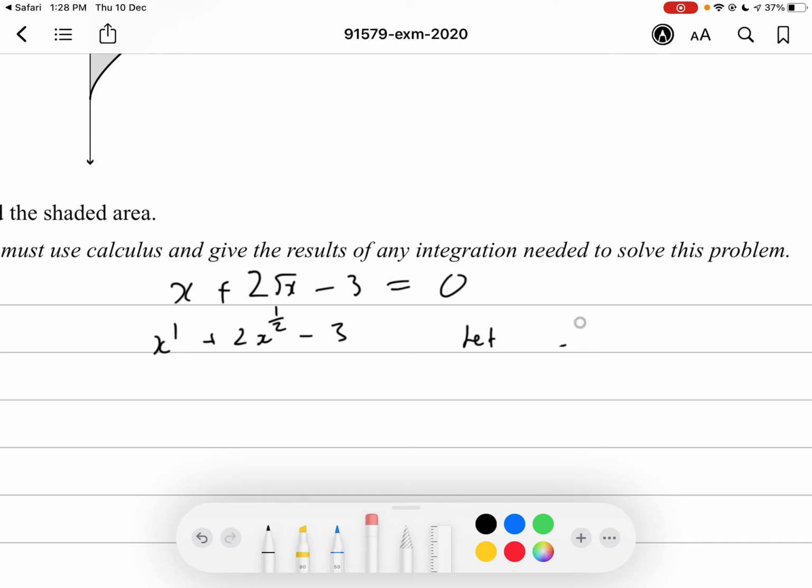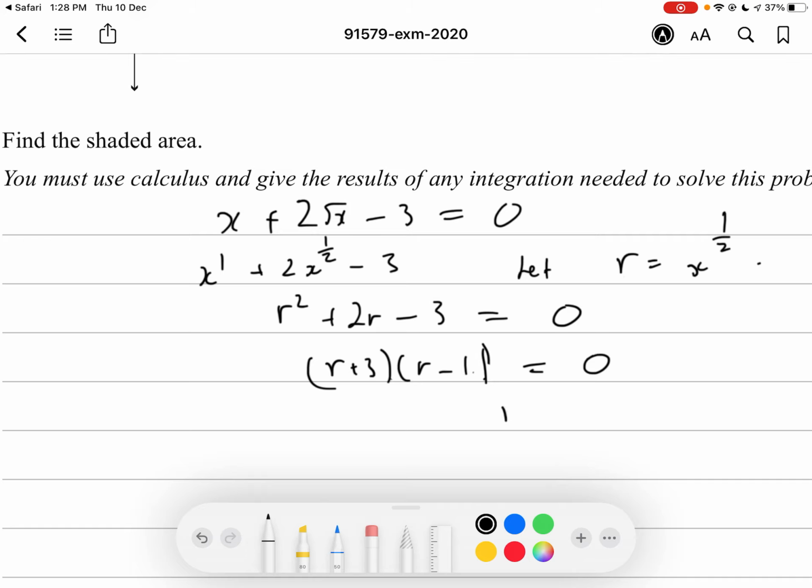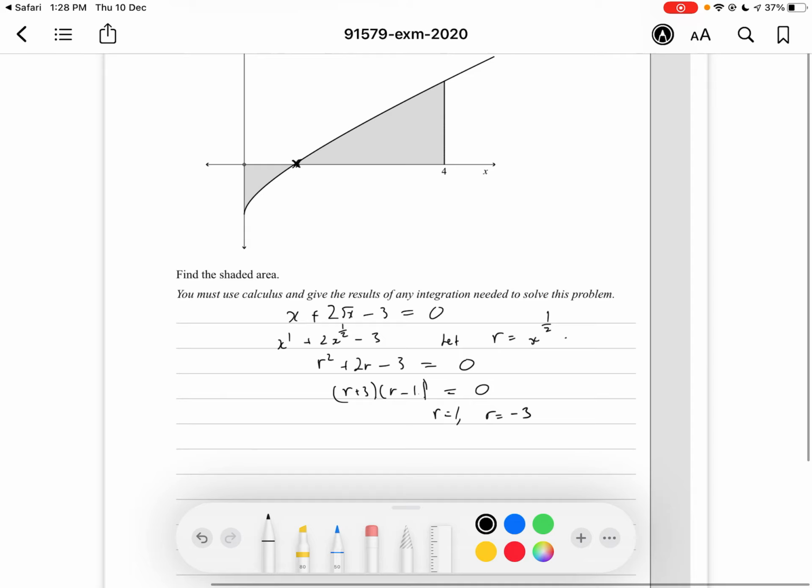We can say let r be equal to x to the power of 1/2. And therefore we can rewrite this as r squared plus 2r minus 3 equals 0. And therefore we can factorize this one out. So we have r plus 3, and we have r minus 1, sorry, not minus 2. That equals 0. So therefore r equals 1 or r equals negative 3. I mean, obviously r does not equal negative 3 because it's on the positive side of the axis.